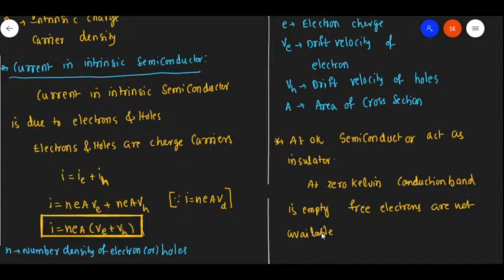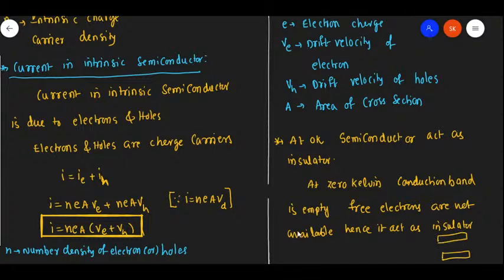When the conduction band is empty, free electrons are not available. When free electrons are not there, holes are also not there. Hence it acts as an insulator. You see here, this is the valency band and this is the conduction band.